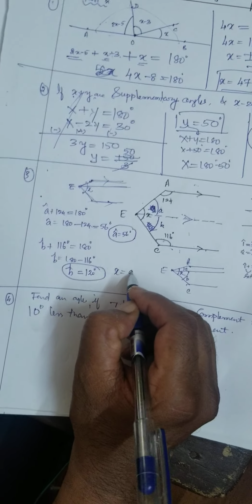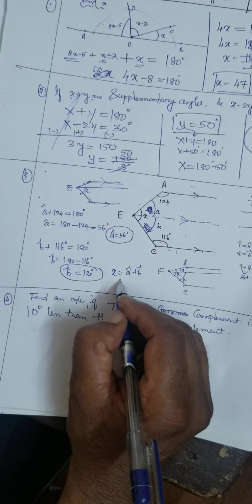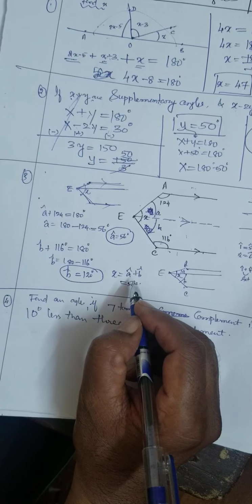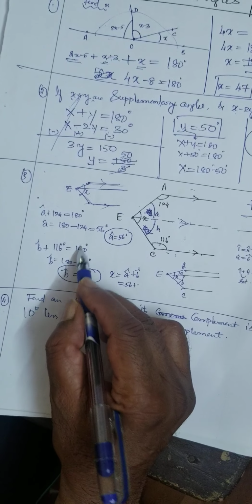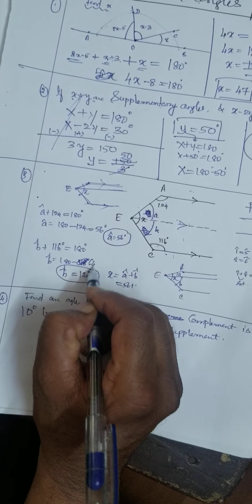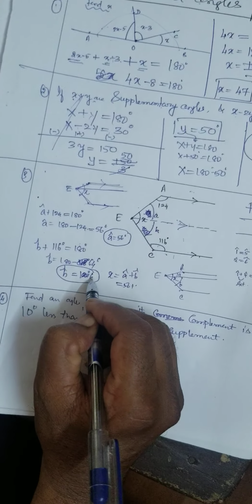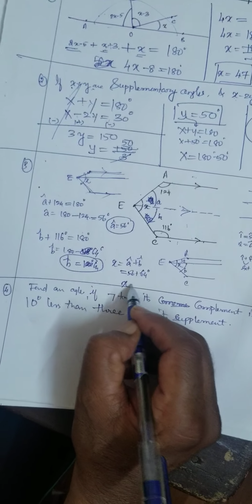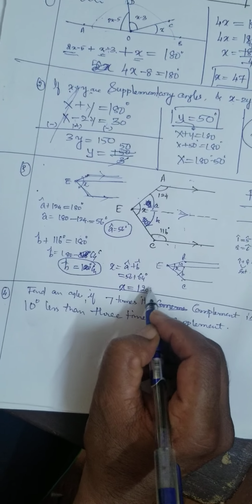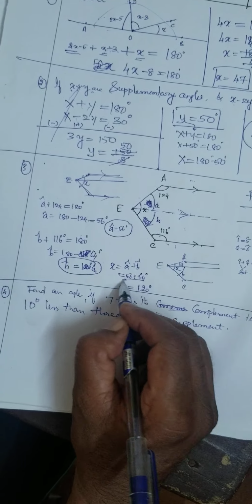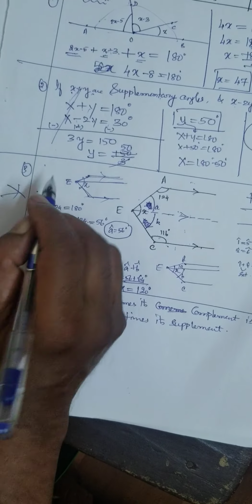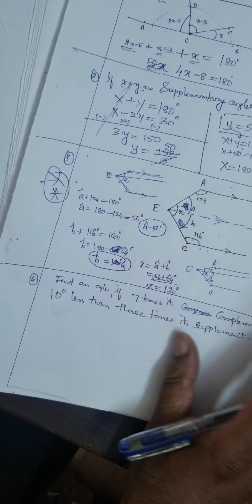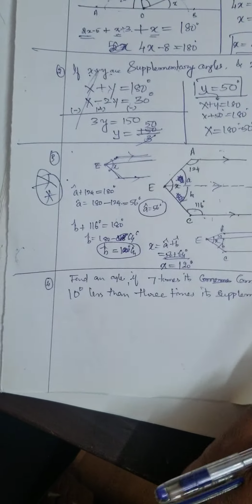Therefore x is equal to angle A plus angle B, 56 plus 64, sorry, this is 64. Therefore angle x is equal to 120 degrees, right? This is an important problem, right?